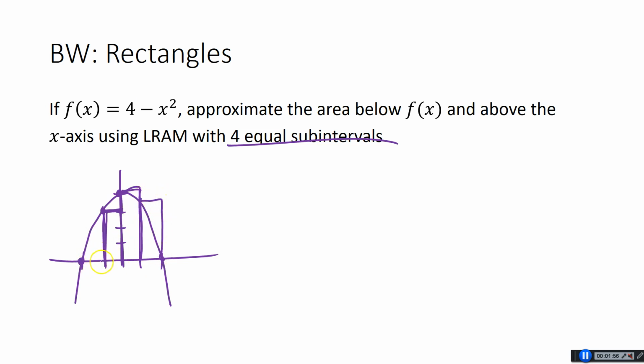How about this one over here? What would this rectangle look like? I don't think it would have any height at all, because the left side is right at 0, so it wouldn't have any height at all. So all we have to do is add these 3 rectangles together.